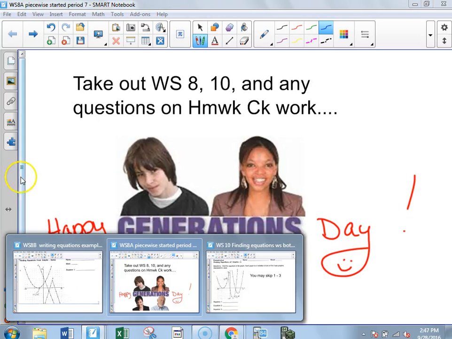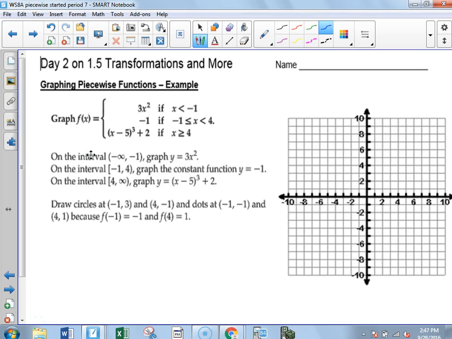Which worksheet was this? The one with the, okay, what is this? 8A? Okay. 8A, we need to finish these examples. Do you want me to go over this first one, or are you okay with the first one they did for you? I don't care. I can go over it if you want.